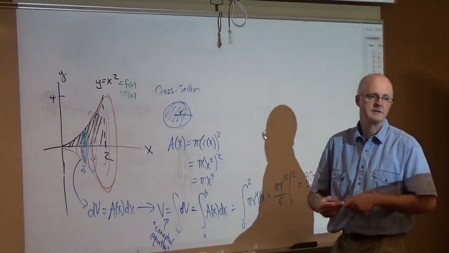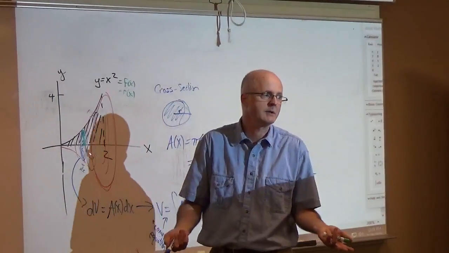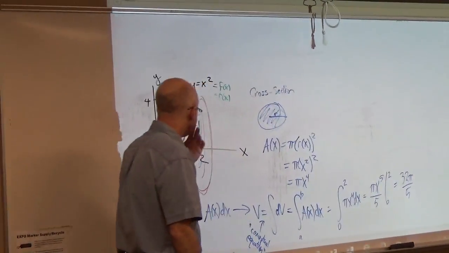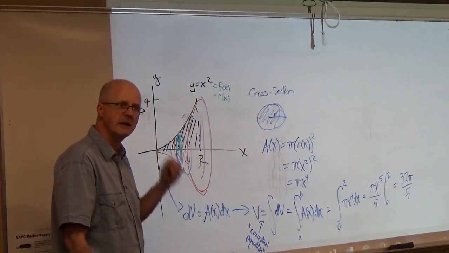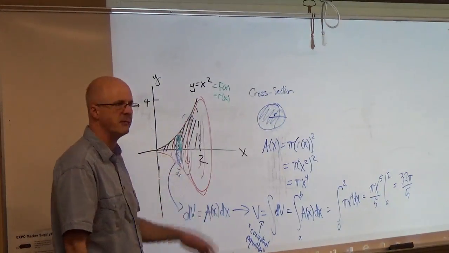Numerical value. What would its units be? Its units would be cubic units of length. So if x and y were in inches, that would be cubic inches. If x and y were in meters, it would be cubic meters.